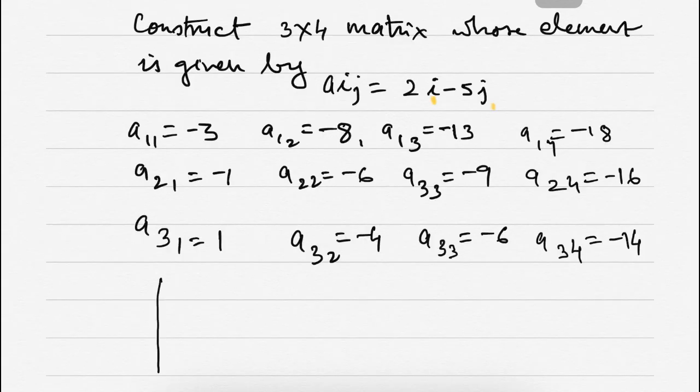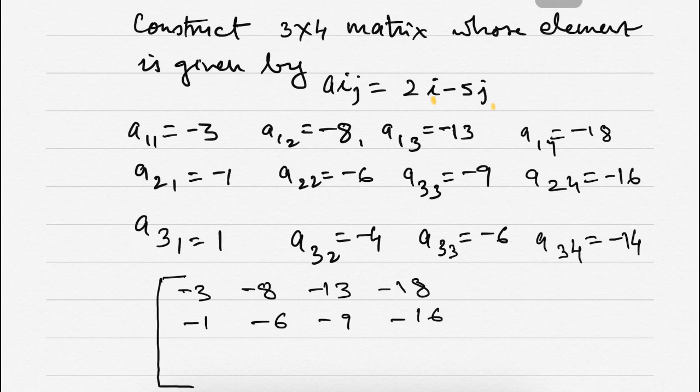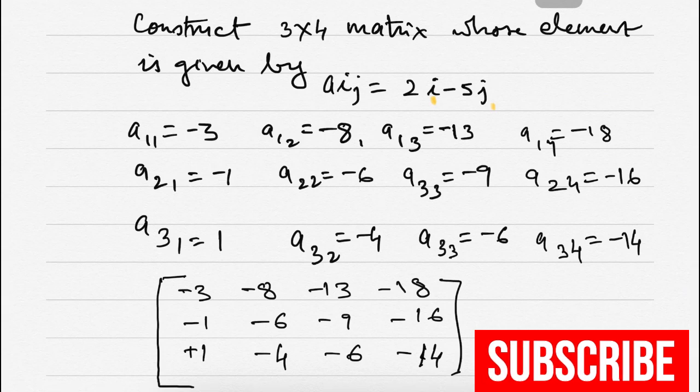Now we can write the matrix. So the matrix will be: minus 3, minus 8, minus 13, minus 18; minus 1, minus 6, minus 9, minus 16; plus 1, minus 4, minus 6, minus 14. So this is the required matrix. So this much only in this video. In the next video, we'll learn about the addition and multiplication of matrices.